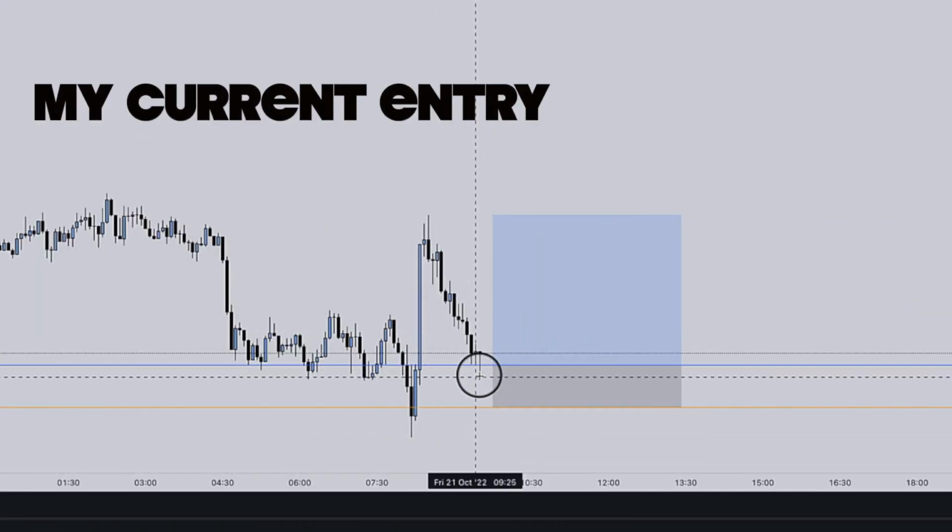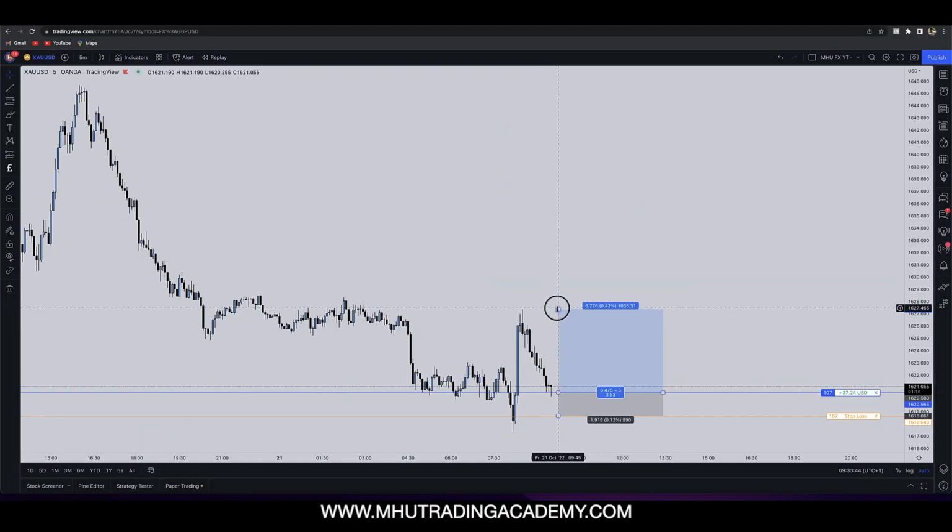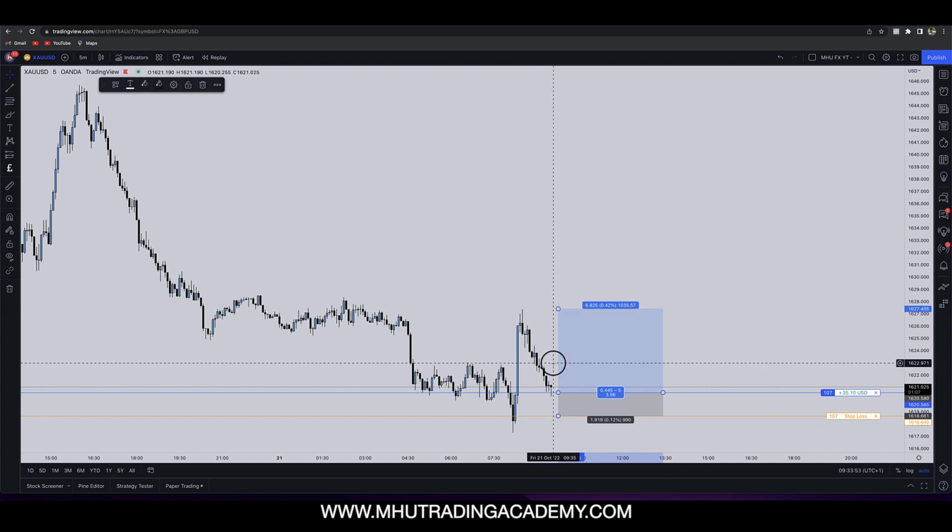This is my entry, got my stop loss. I've got everything in place. I'm going to break it down. This is not where I'm looking to take TP, but this is just where I've left it for now. I'm going to break down what I'm seeing on gold right now that made me get into this trade.